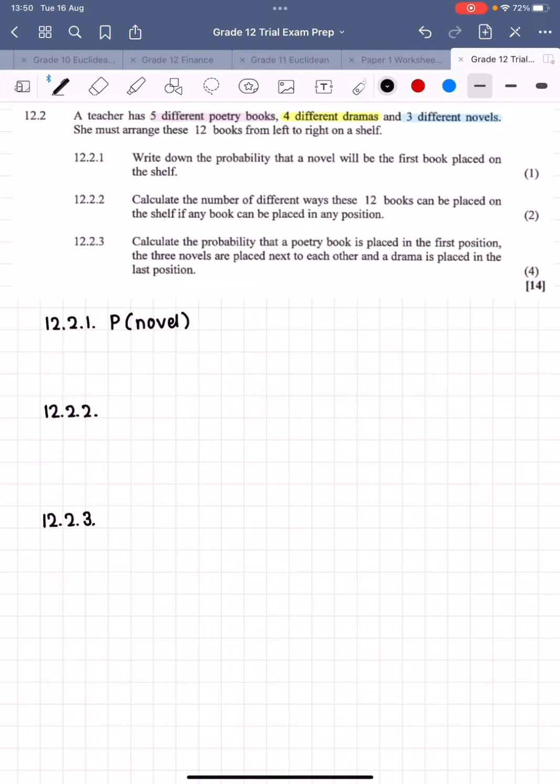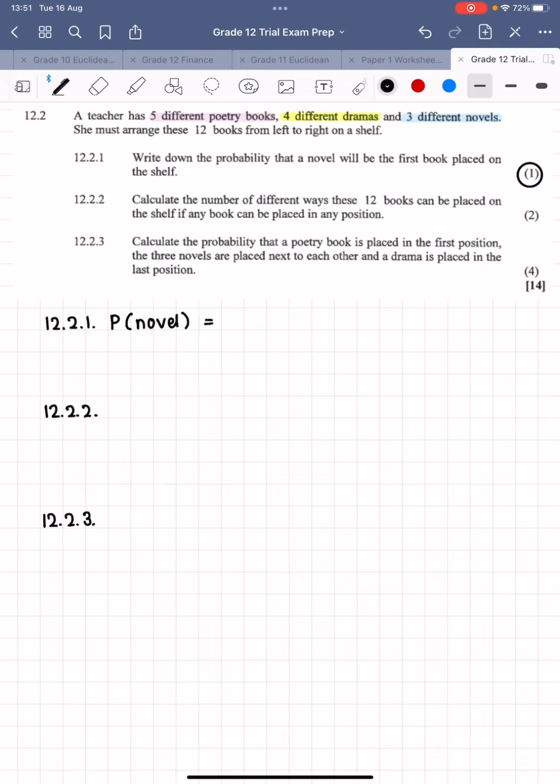So they're saying a teacher has 5 different poetry books, 4 different dramas, and 3 different novels. She must arrange these 12 books from left to right on a shelf. First question is asking us to write down the probability that a novel will be the first book placed on the shelf. Now guys, the fact that this question only counts 1 mark is an indication that it is quite a simple question. So don't overthink it, guys.